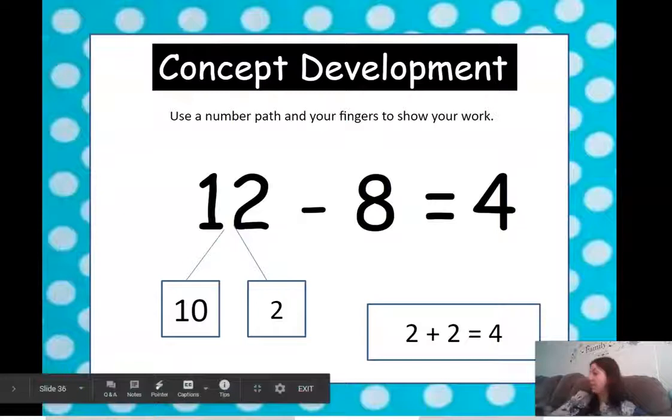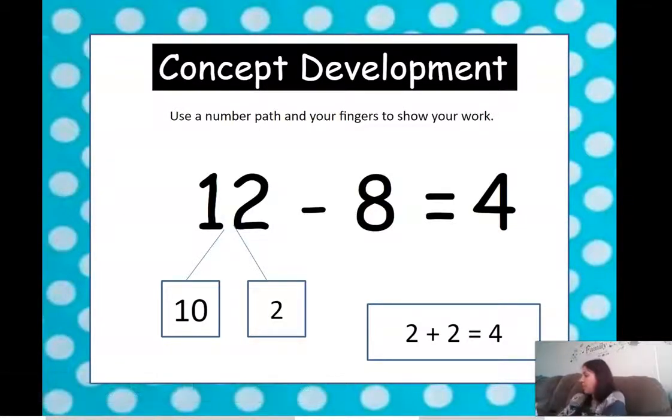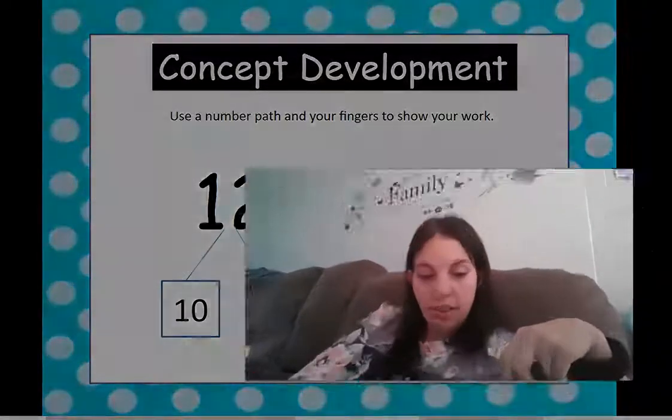Let me quickly show that on my whiteboard, just in case it is confusing. We've done this a few different times, so I think you guys probably have it by now, but just in case, let me show my board.